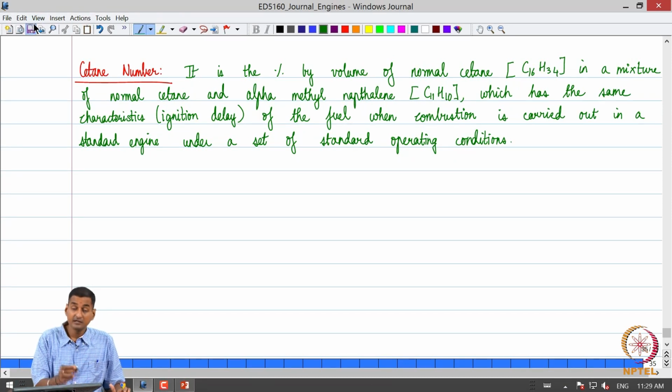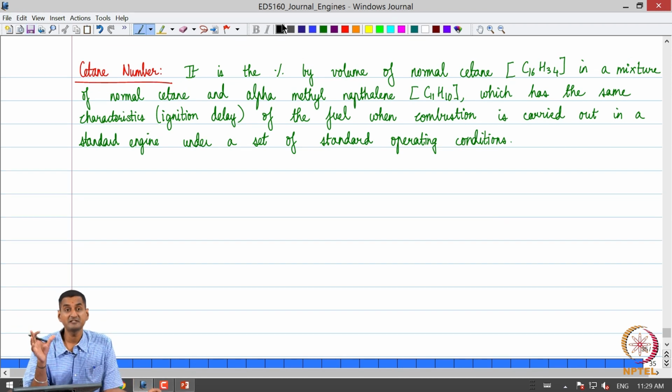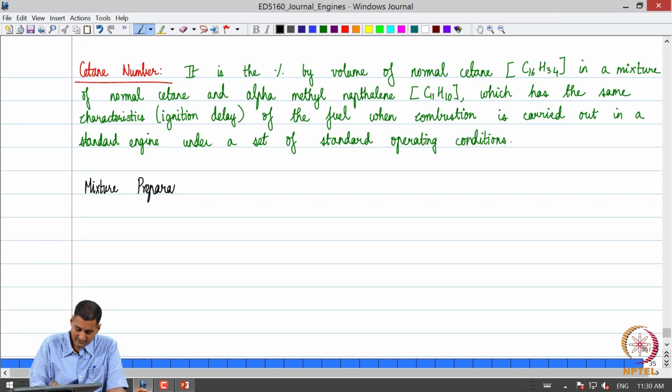Having looked at the combustion process in both SI and C engines, the next important topic which we are going to discuss is how do we first of all determine the correct proportion of fuel and air that needs to be introduced into the engine, and second, how do we realize the introduction of this fuel air mixture into the engine, depending on the operating condition of the same. So, we are going to discuss the topic which is called mixture preparation.